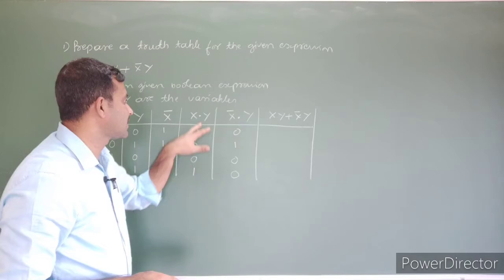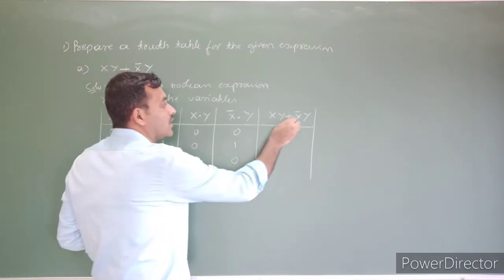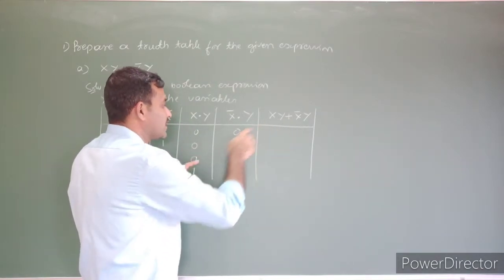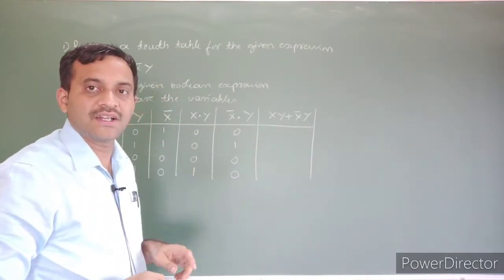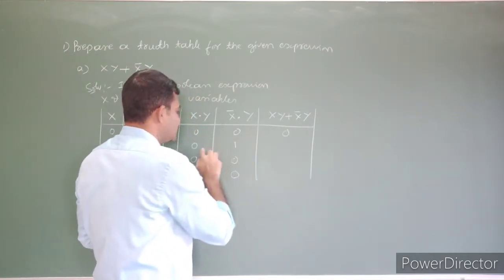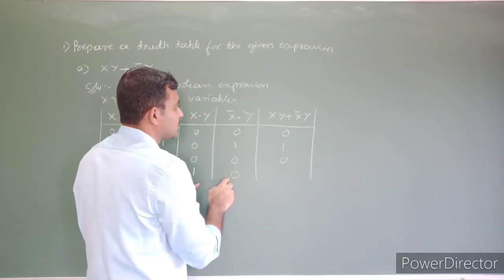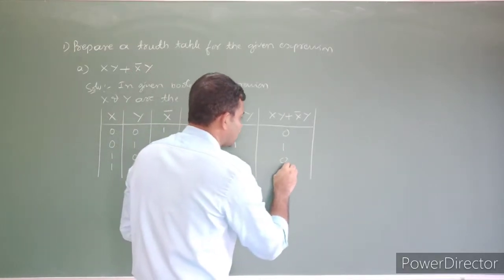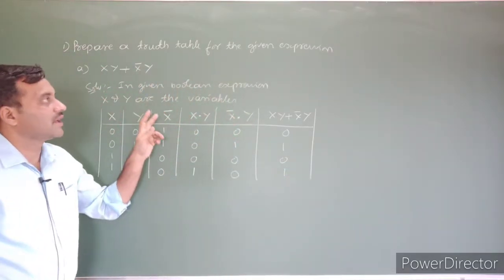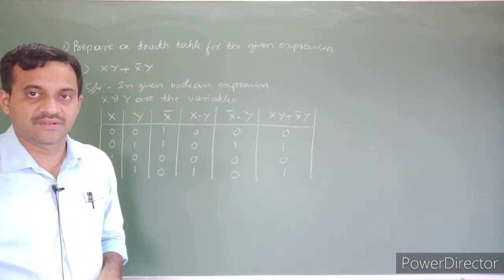Then finally observe the column x into y, x bar into y. So over OR operation, observe these two columns. Here plus is a logical addition operator. 0 plus 0, 0, 0 plus 1, 1, 0 plus 0, 0, 1 plus 0, that is 1. This is the preparation of truth table for the given expression.